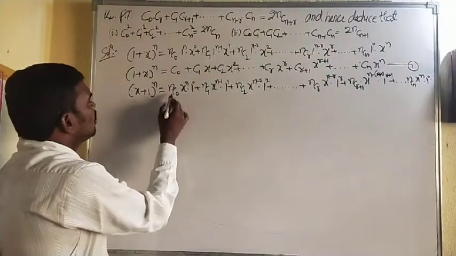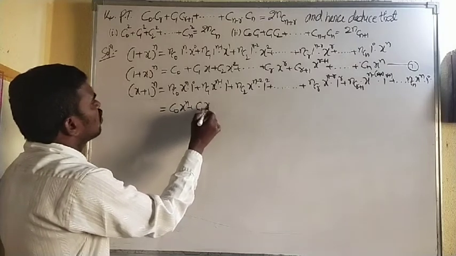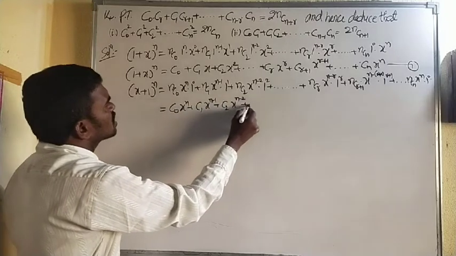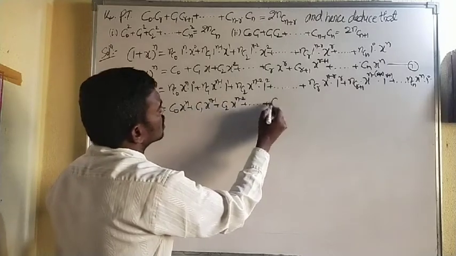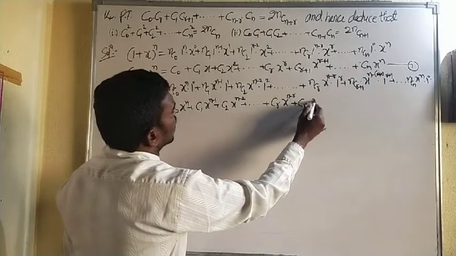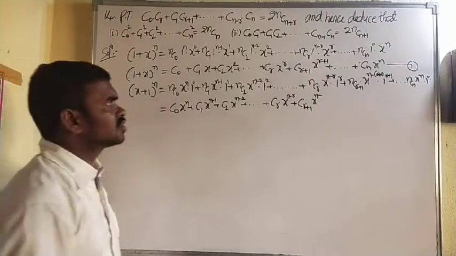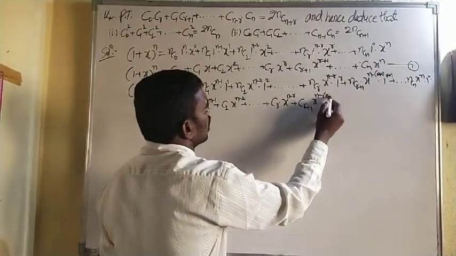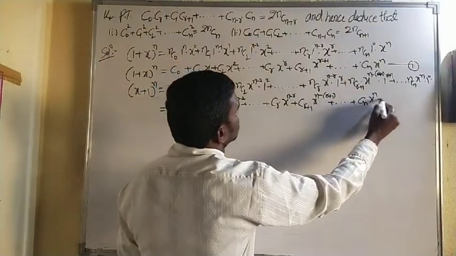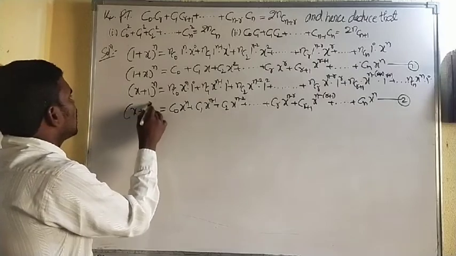Next, simplification: c0 x^n plus c1 x^(n-1) plus c2 x^(n-2) plus so and so. The middle term is cr x^(n-r) plus c(r+1) x^(n-r-1), the power is decreasing, plus so and so plus cn x^n. This is equation 2. So now I'm going to multiply 1 and 2.